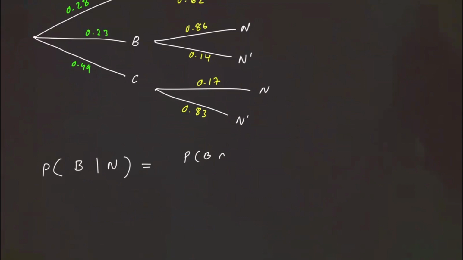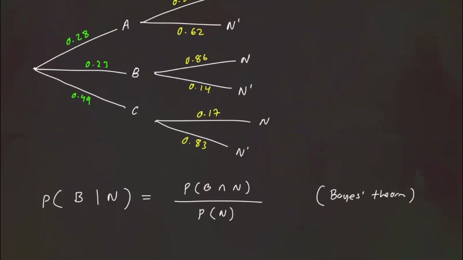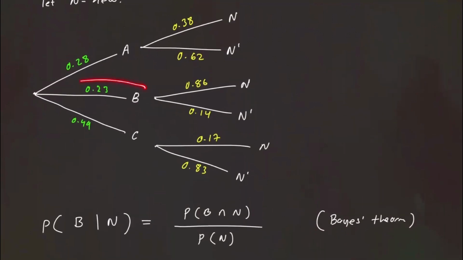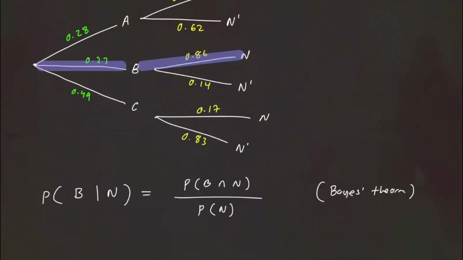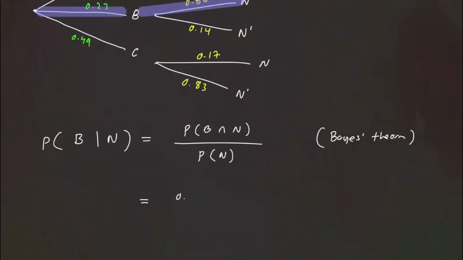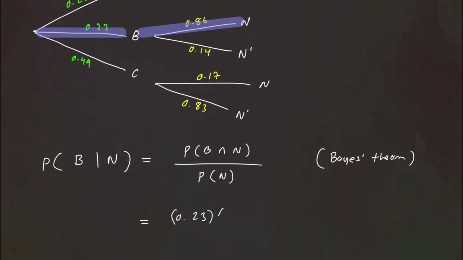So this is equal to the probability of B and N divided by the probability of N. As you can see, this is Bayes' theorem. The probability of B and N is going to be this branch right here. So we are interested in this path. That will be our numerator, so we have 0.23 times 0.86.